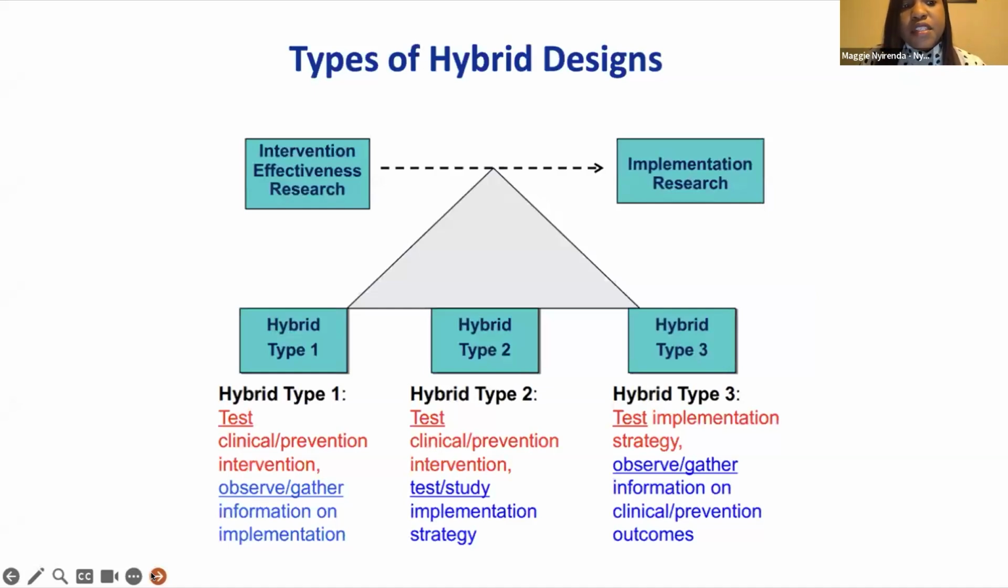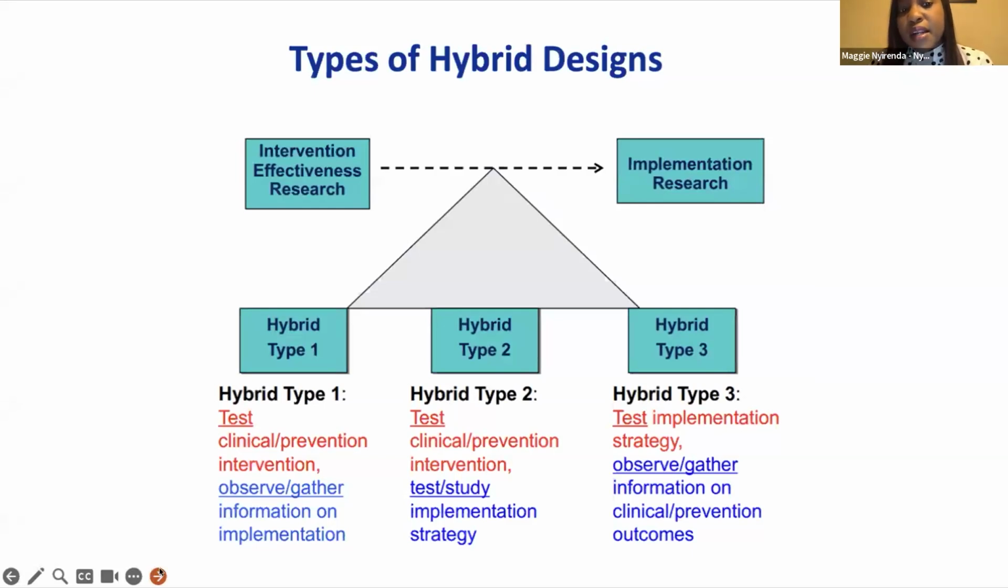The first study will be a hybrid type 1 study, where we will show how you can use intervention effectiveness outcomes as you test for clinical intervention outcomes. So it could be sensitivity of a test or specificity of a test, but also gather data on implementation, like Eleanor said, acceptability, adoption, and others.